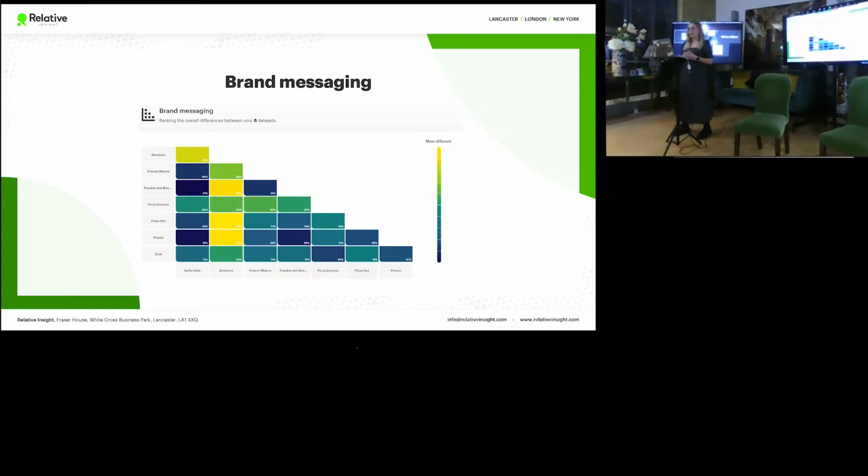It's also insightful to look at the least different brands. So if you can see along the bottom of the heat map, if we look at Zizzi's moving right, this shows us that they're trying to appeal to everyone's customer base.